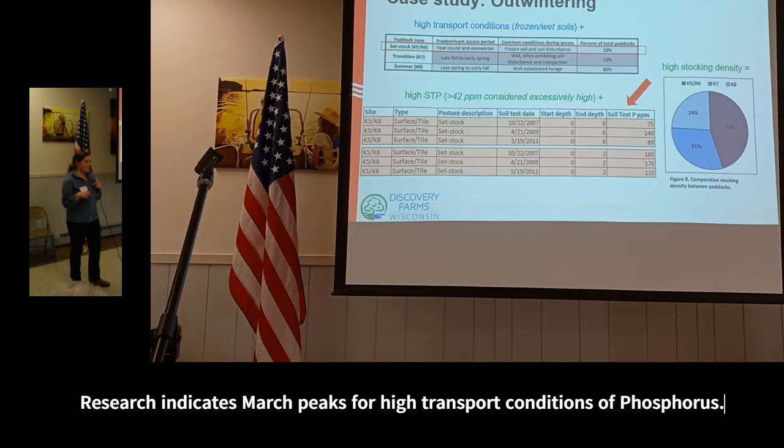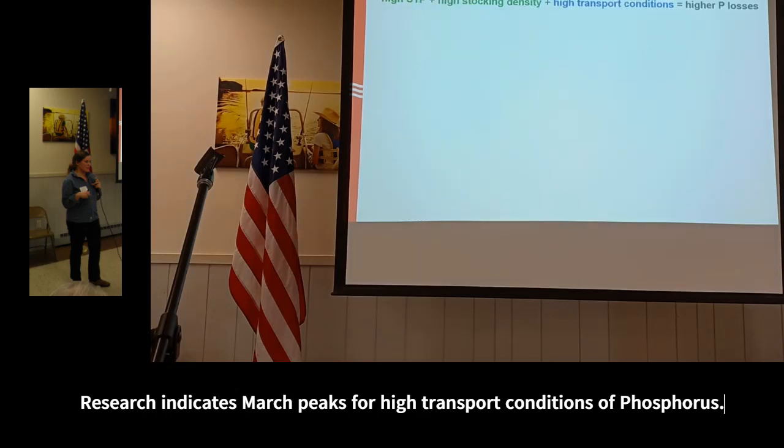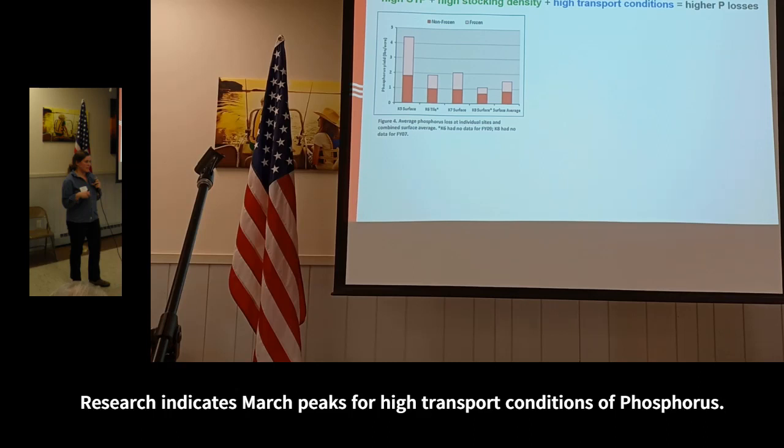And so when we add these together, we do end up seeing pretty high losses. So in this first graph, we're looking at phosphorus yield in pounds per acre. And we can see we had the most losses in that outwintering pasture in comparison to those transition pastures and also the summer area. So losses were at about 4.5 pounds.